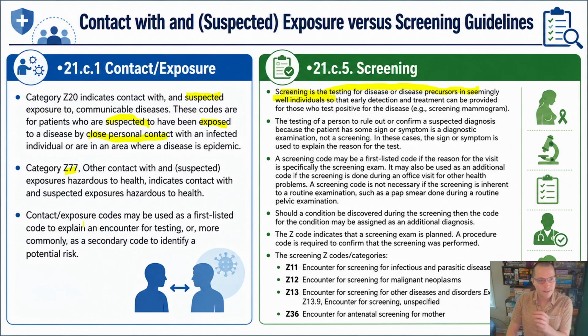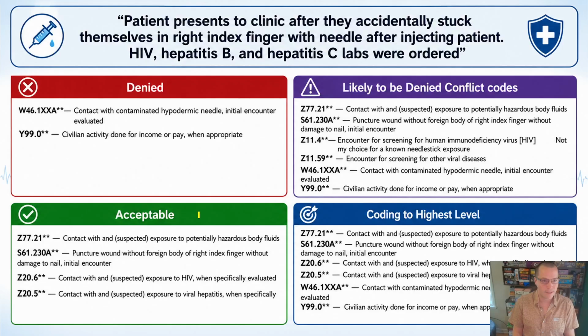And then finally, there's this carve out here that will cause denials that I want to point out, where it says contact/exposure codes must be used as the first listed code to explain an encounter for testing, or more commonly as a secondary code to identify potential threats. So in this case, this is when you will use it as a first listed diagnosis because it is why the patient is coming in. They're coming in for the testing.